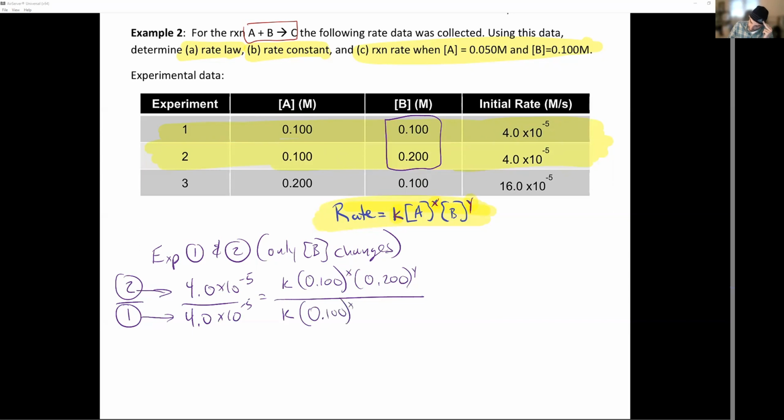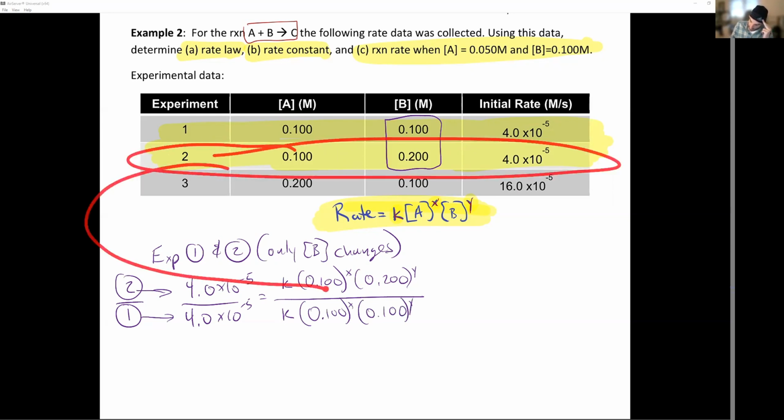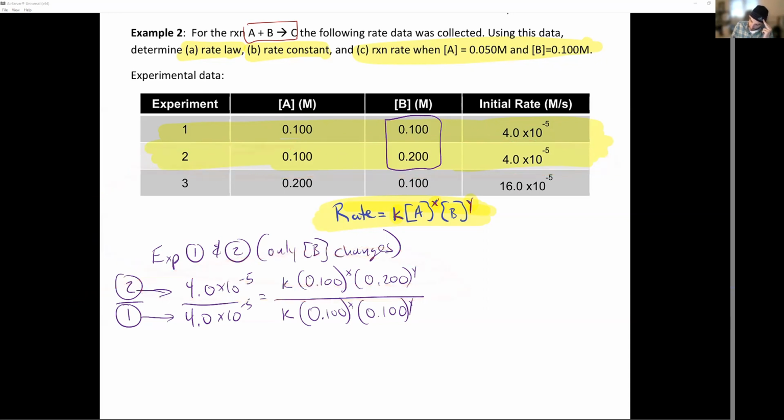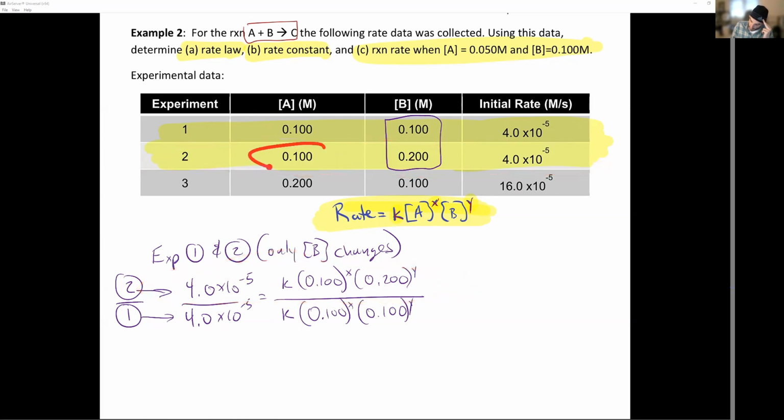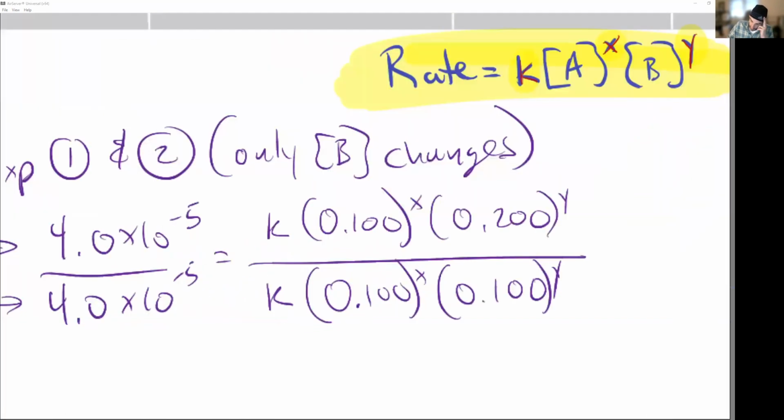0.100 raised to the X and 0.100 raised to the Y. Again, I'm just going to point out the fact that all of these values get plugged in here, right? So all of those correspond to this. All of these correspond to these, okay? All right, so let's take a closer look at this because we can simplify this a little bit.